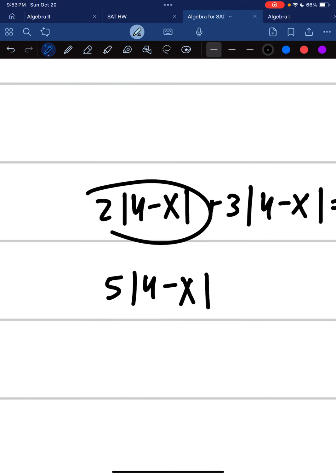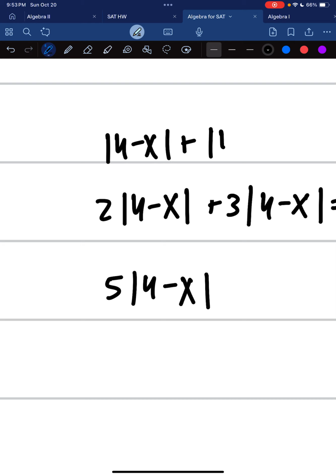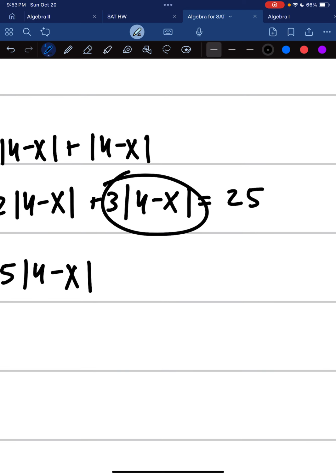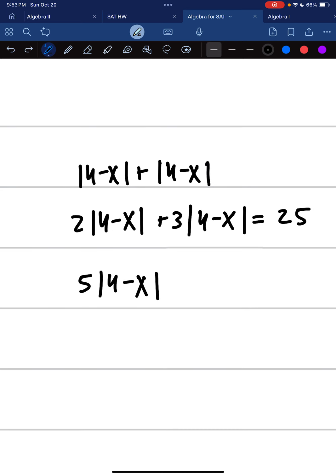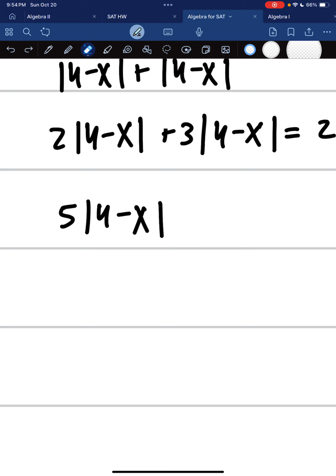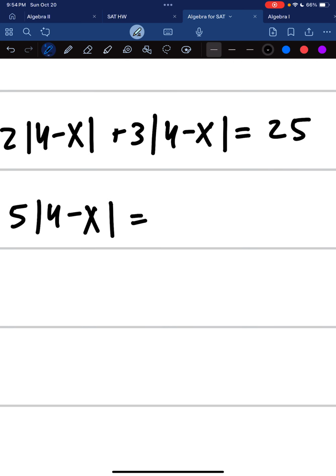So over here, 2 times the absolute value of 4 minus x is like saying that I have 4 minus x plus 4 minus x, right? And over here, 3 times the absolute value of 4 minus x is like saying I have this 3 times, right? So if I add them all together, I'm going to have 5 times the absolute value of 4 minus x. And then that's equal to 25.